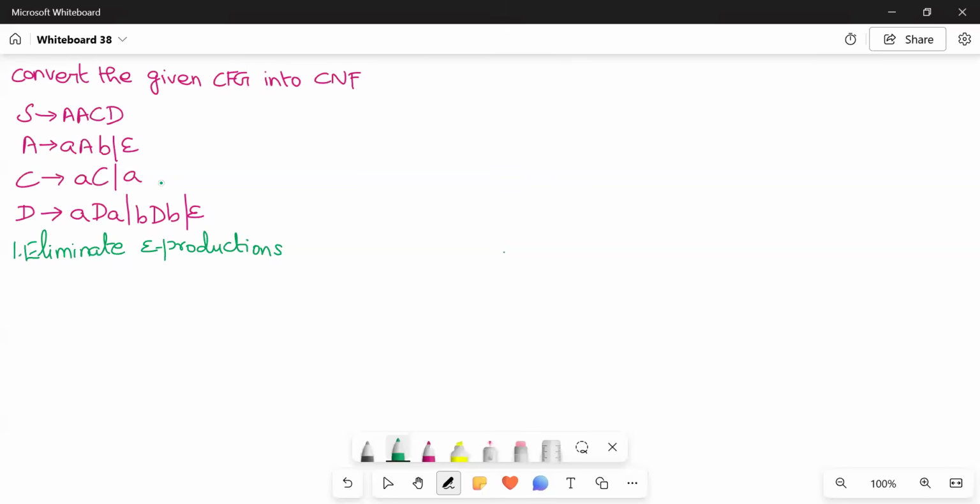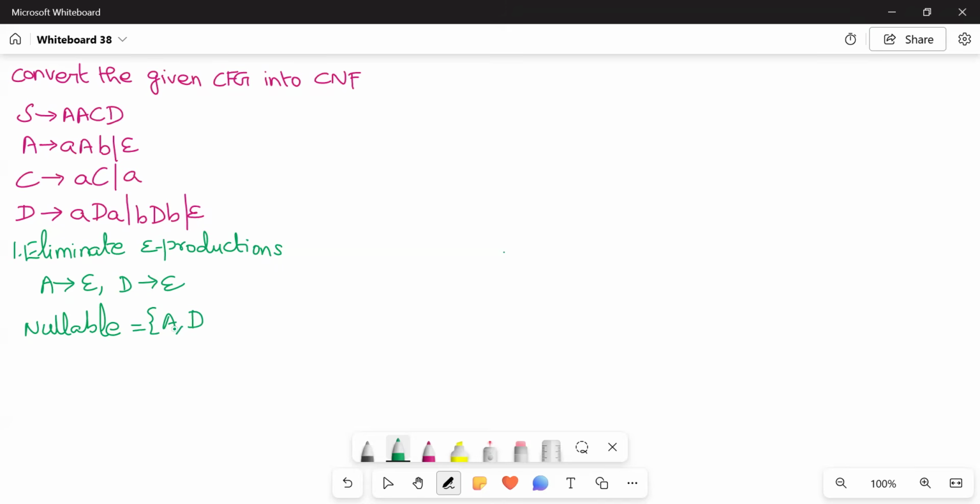To eliminate epsilon productions, first we have to check whether there are any direct epsilon productions in this grammar. So here we have A tends to epsilon and D tends to epsilon. From these productions, we can say that A and D are nullable. If you want to eliminate epsilon productions from the given grammar, first we have to find all the nullable symbols. The basis step for nullable symbols is finding direct epsilon productions. From the direct epsilon productions, we can say that A and D are nullable.